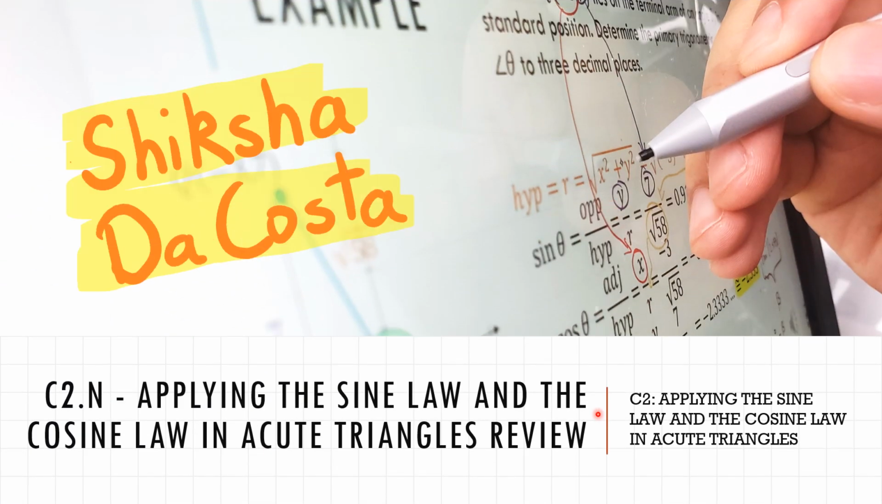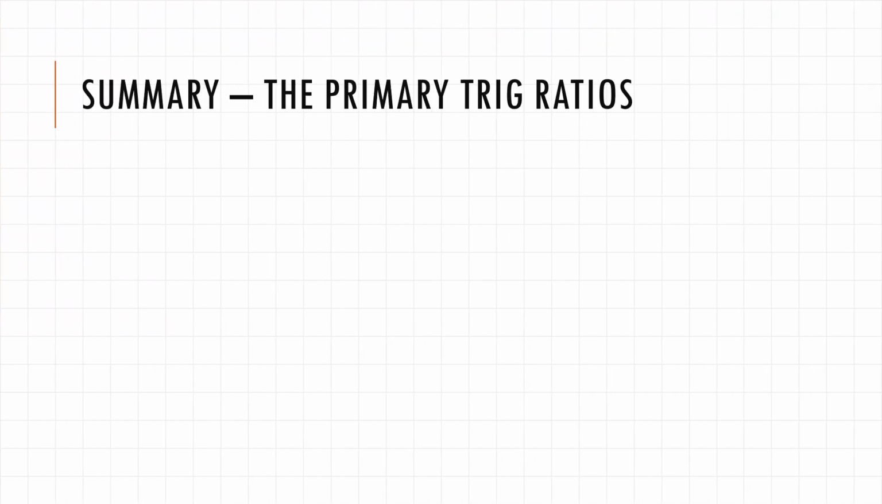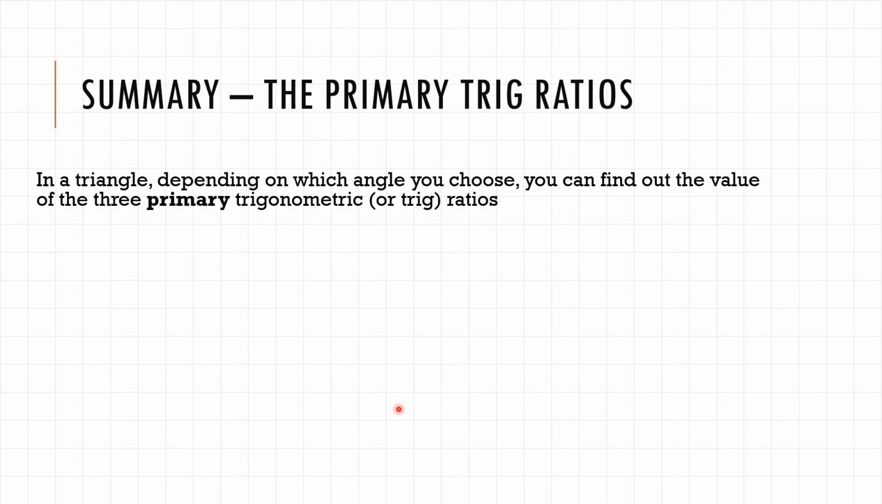Today we're going to be reviewing unit C2, which is how to apply the sine and cosine law in acute triangles. The first thing that we learn in this unit is that in a triangle, in a right triangle especially, depending on which angle you choose, you can find out the value of the three primary trig ratios.